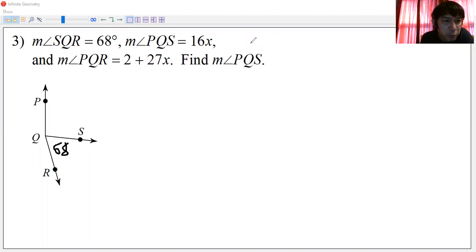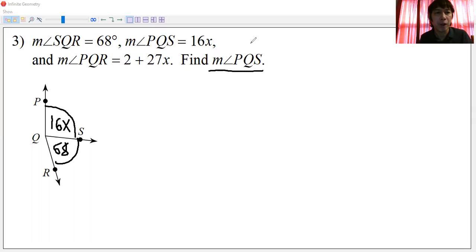Now, measure of PQS, that's 16x. So we can actually put the 16x here, like that. 16x, that's PQS. All right. And so this is 16x, this is 68, like that. Okay. We're asked to find the measure of PQS. All right. The plan is to find x and then substitute it there in 16x. Then we will be able to find PQS here.